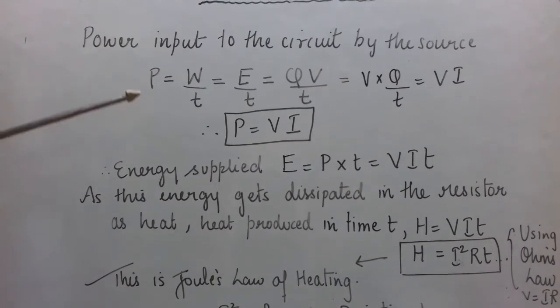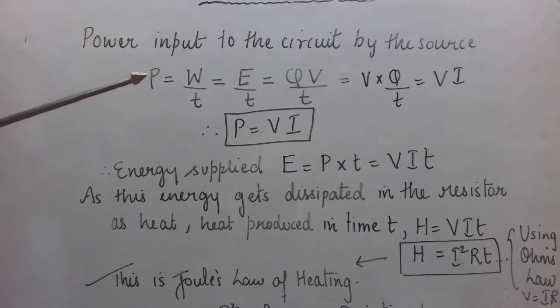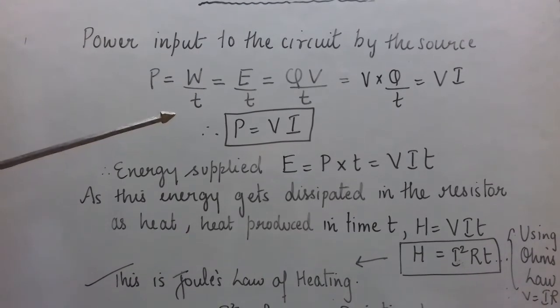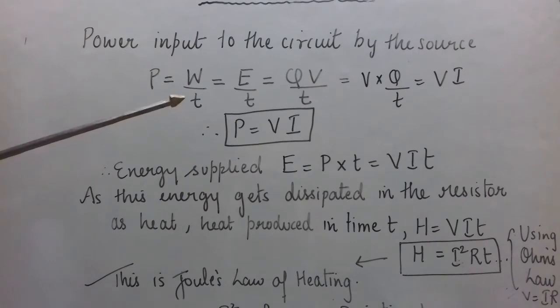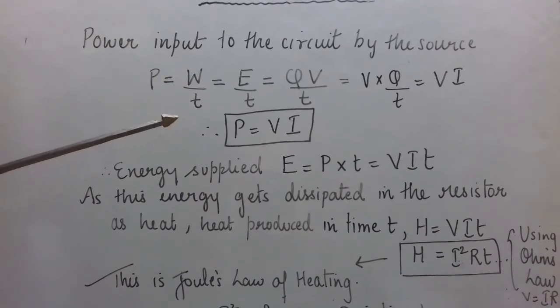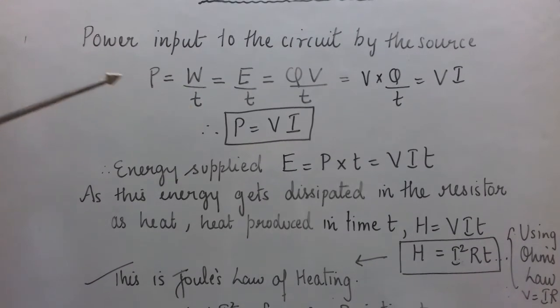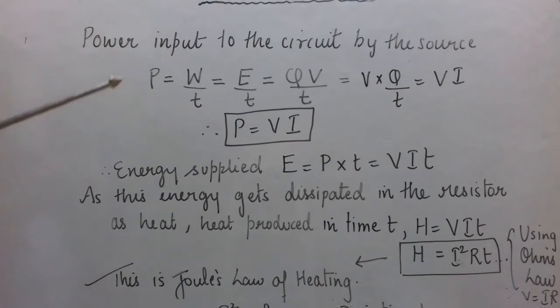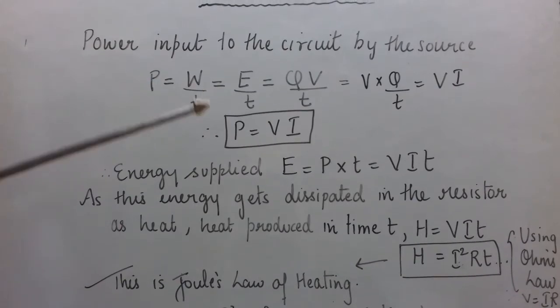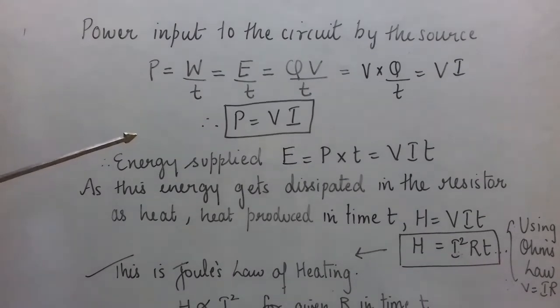So as we have seen, energy input is QV in time t. So for E we will put QV divided by t. Now we can write this as V into Q by t. Q by t is what? Rate of flow of charge. That is nothing but current, which is I here. So power input to the circuit is V into I. Remember this formula, as this formula will be used for the numericals.